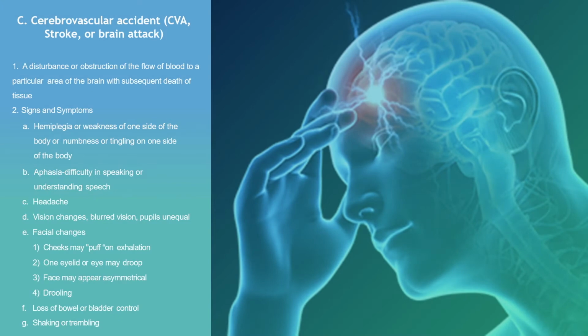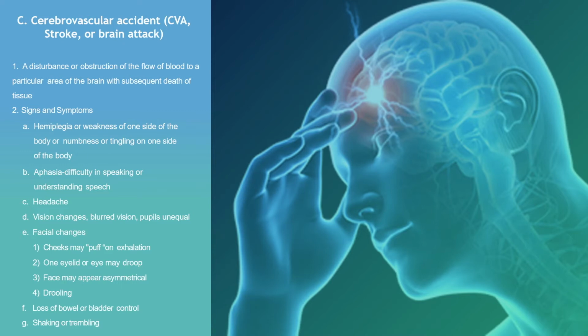Cerebrovascular accident, CVA, such as a stroke or brain attack. A disturbance or obstruction of the flow of blood to a particular area of the brain, with subsequent death of tissue. Signs and symptoms. Hemiplegia, or weakness of one side of the body, or numbness or tingling on one side of the body. Aphasia, difficulty in speaking or understanding speech. Headache. Vision changes, blurred vision, pupils unequal.